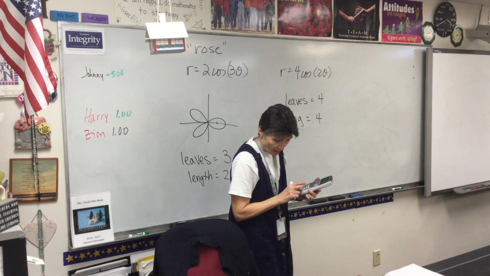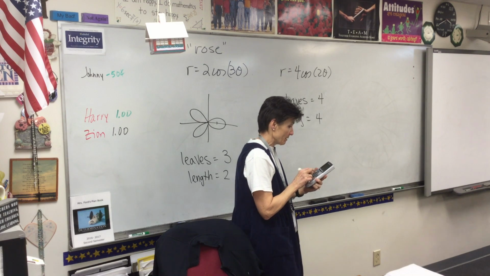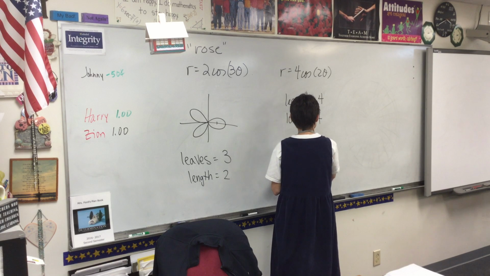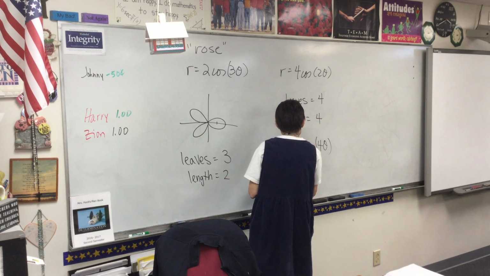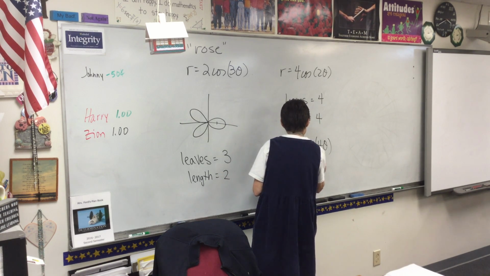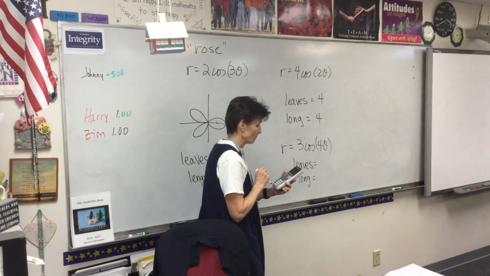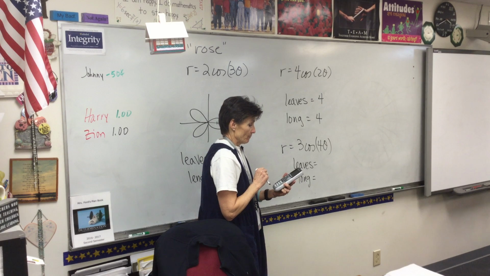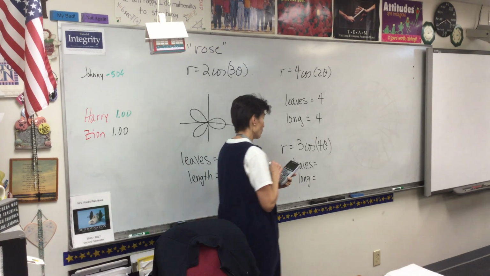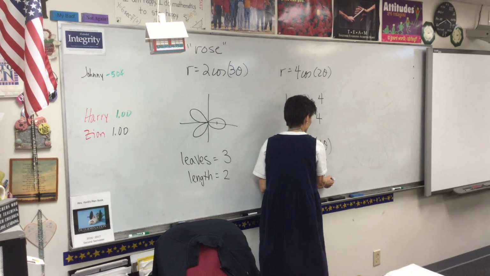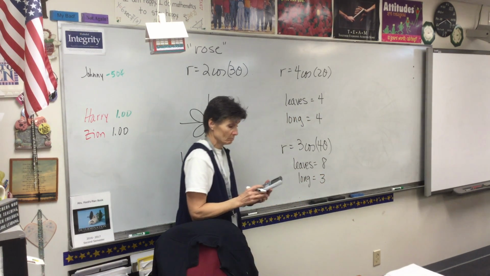Let's do the next one. The equation is 3 cosine 4 theta. So we want to know how many leaves there are and how long they are. We're trying to make some observations. So this one has 8 leaves, and they are 3 units long.